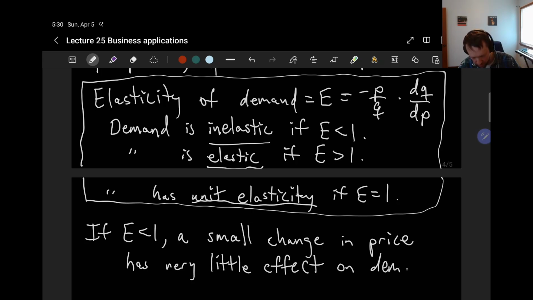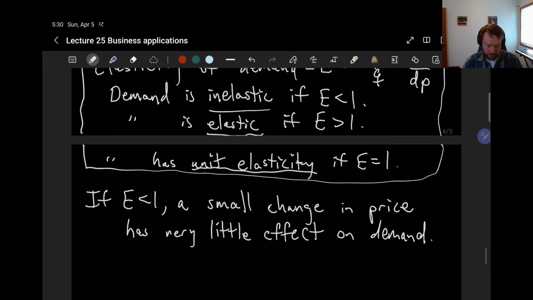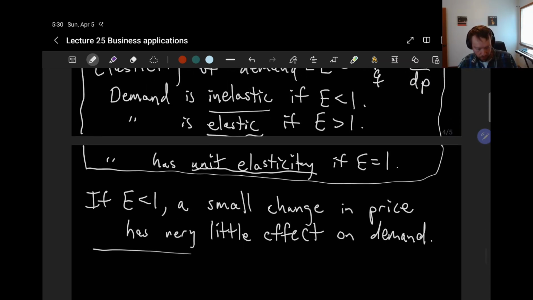Now that sounds desirable at first, right? Because that means that we can hike prices, and it's not really going to affect too much how much people want our product. But we'll actually see that this is not necessarily ideal in terms of the revenue that we take in. And the reason being is that the reason that you're inelastic like this is probably that your price is just too low in the first place. So that's why this is not necessarily ideal, even though it sounds good.